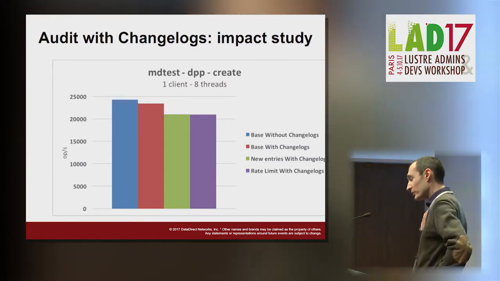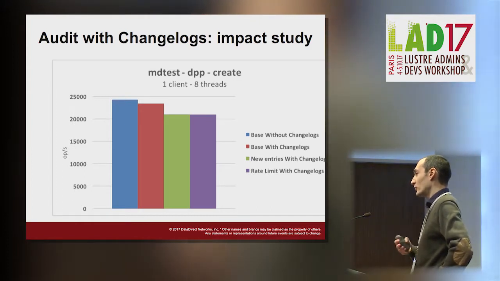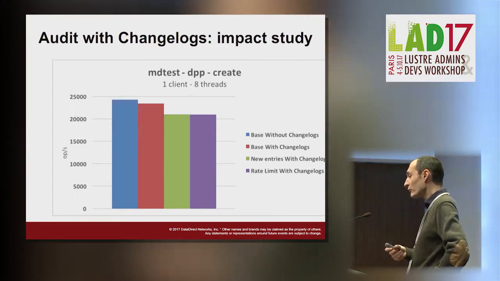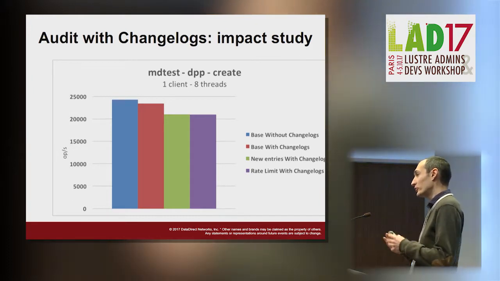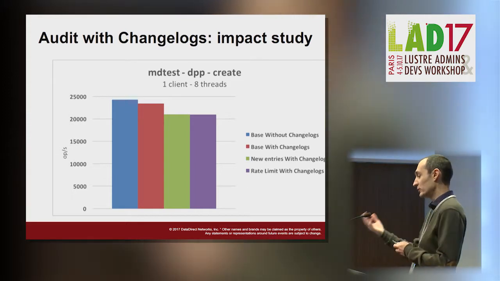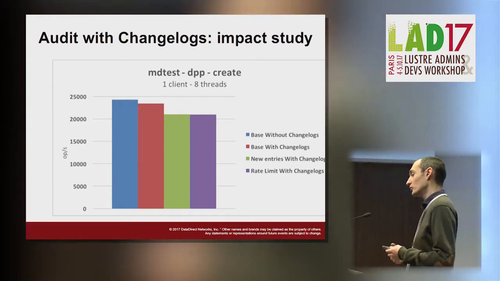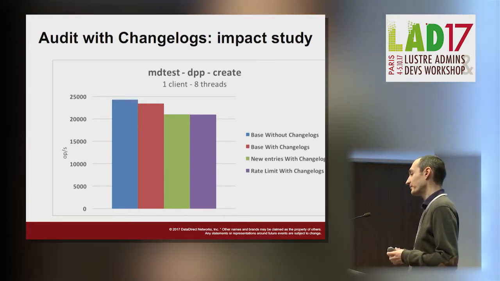Now let's talk about performance. So we wanted to evaluate the impact over metadata performance, so we used MDTest benchmark, first from a single client, directory per process mode. So in this case, the bottleneck is the client and its ability to generate requests to the metadata server, and it's also sensible to the latency of every request.